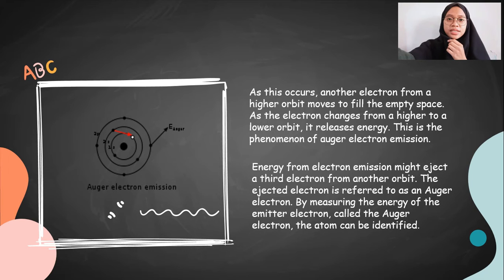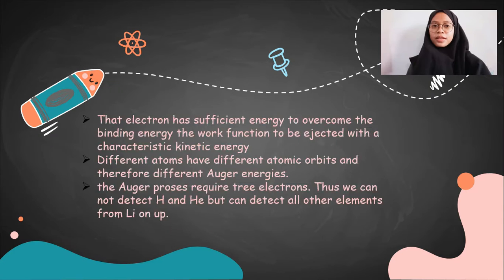By measuring the energy of the emitted electron, called the Auger electron, the atom can be identified. That electron has sufficient energy to overcome the binding energy to be ejected with a characteristic kinetic energy. Different atoms have different atomic orbits and therefore different Auger energies. The Auger process requires 3 electrons. Thus, we cannot detect hydrogen and helium, but we can detect all other elements from lithium on up.